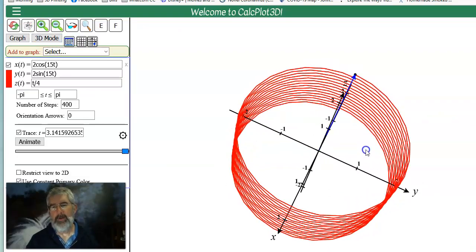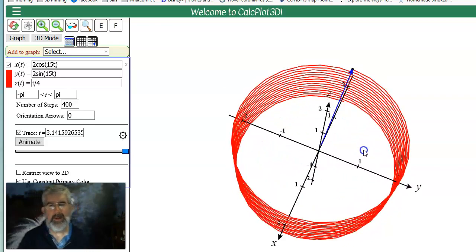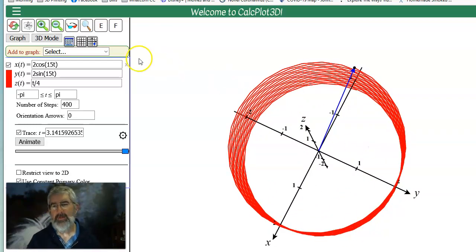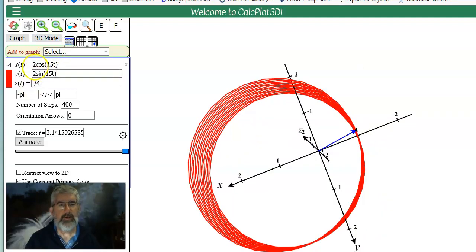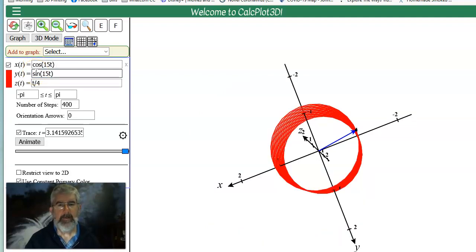Now I can do several things. I can change where the center of this circle is by just adding on something. Right? If I add +1 to the x, it just moves it over 1 in the x direction. I could, let's go back to the radius 1 circle, and move it out 2 in the x direction.